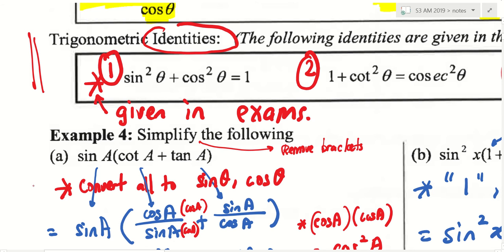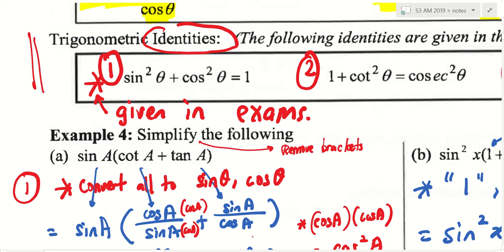So step number one, a hint you can use, is always to change everything to sine and cosine. Why? Sine and cosine are called the basic unit of trigo. So once I have sine and cosine, I can start to cancel if it's the same. That is why sine A, nothing to do, so I just write sine A. But cotangent I can convert to cosine over sine, and tangent I can convert to sine over cosine.